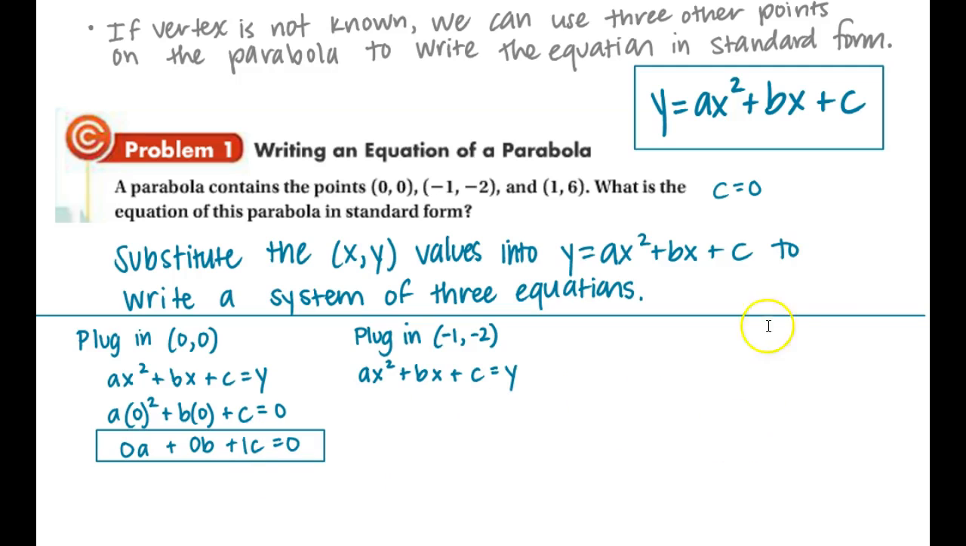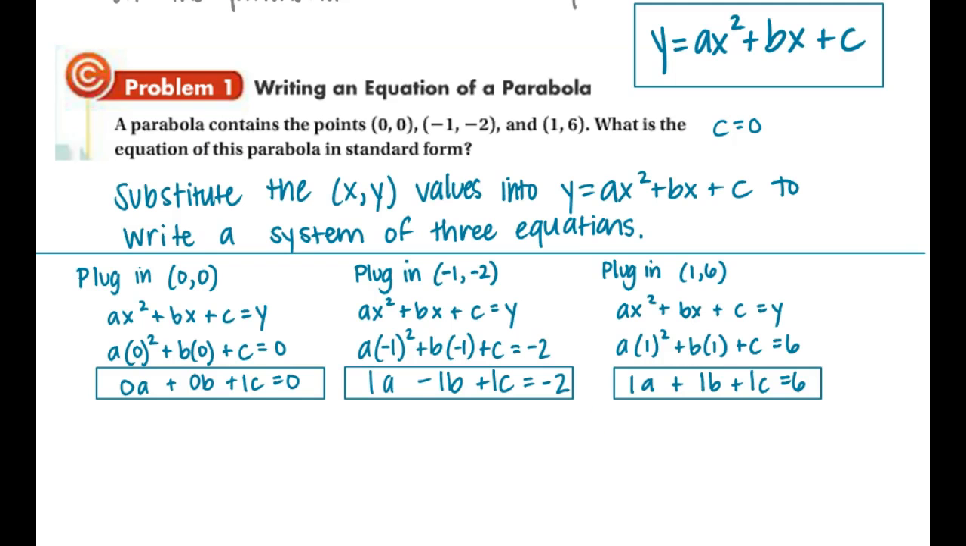So I'm going to do the same kind of setup for the next part. So I'm going to substitute in -1 for the x and -2 for the y, just given the xy coordinate, (-1, -2). And then from there you just want to simplify, so we have 1a minus 1b plus 1c equals -2, and that's our second equation for the matrix. When substituting in the last coordinate (1, 6), I get the simplified equation of 1a plus 1b plus 1c equals 6.